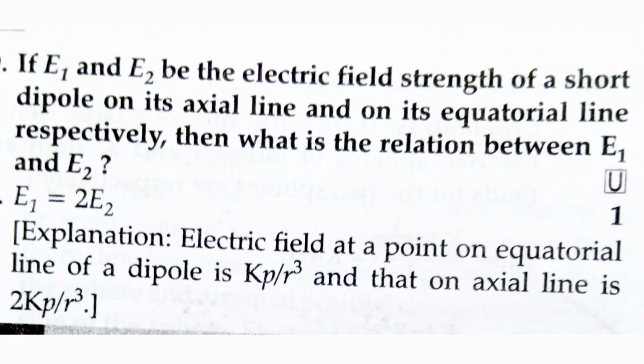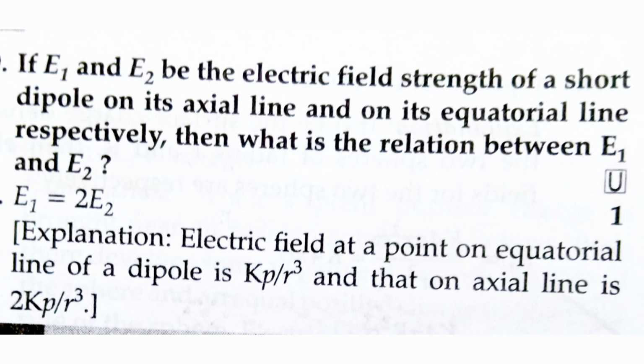The next question is, if E1 and E2 be the electric field strength of a short dipole on its axial line and on its equatorial line respectively, then what is the relation between E1 and E2? What are E1 and E2? First, E1 is the field of the dipole along its axial line. So that equation we have to remember. Then E2 is on the equatorial line. So that relation we have already studied, right? What is the relation between the dipole field on the axial line and the equatorial line?